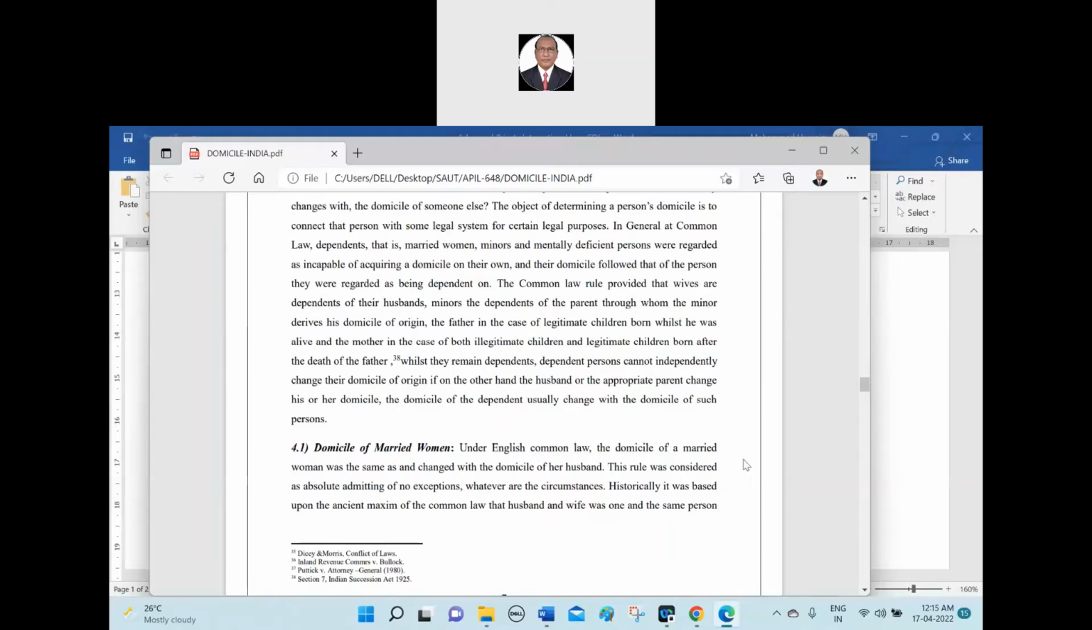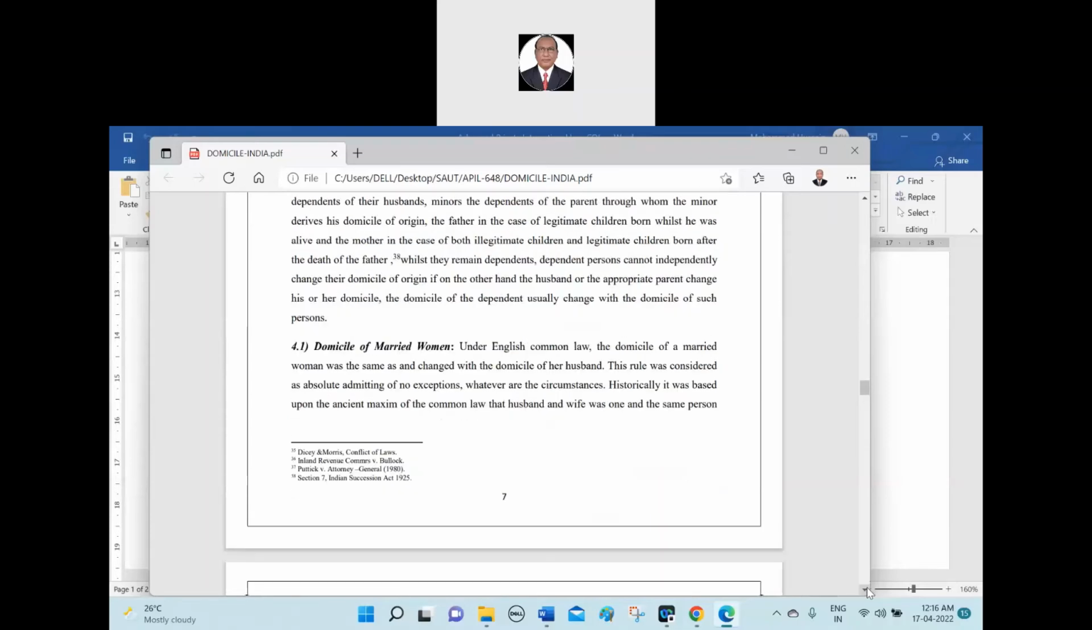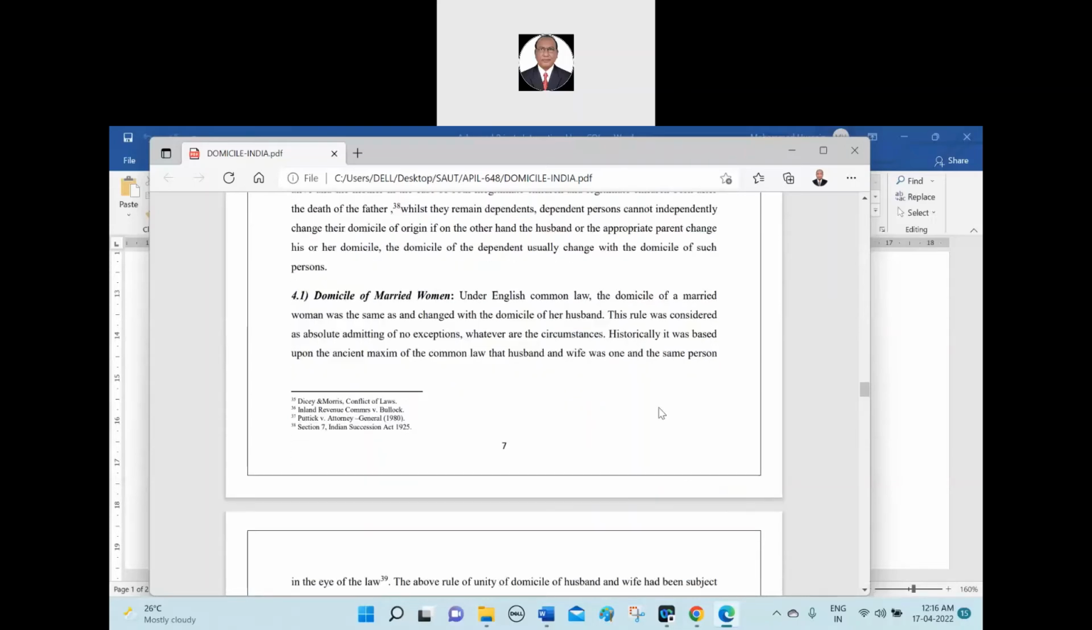Domicile of a married woman. Yes, just before that we discussed. Now you tell me, what is the position of a married woman? She acquires the domicile of her husband.